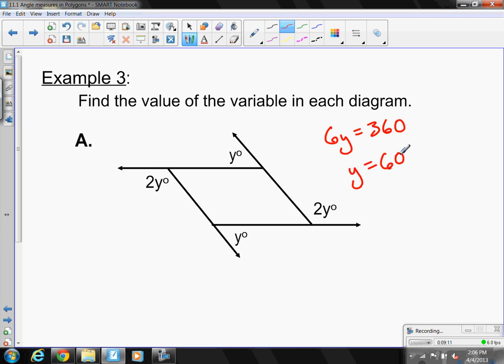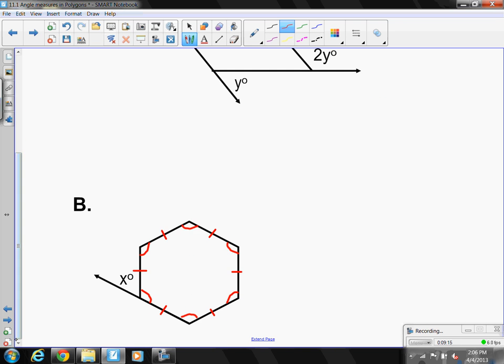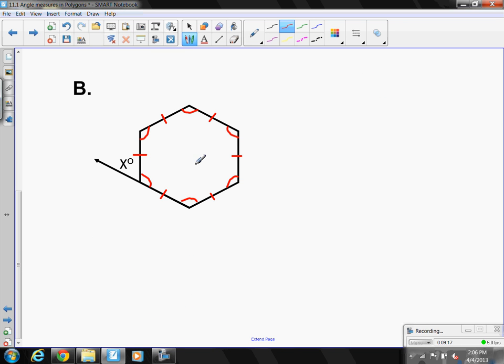Find the value of the variable in each diagram. Another diagram down here. How do I find x? Notice this is a regular hexagon. It has 6 sides. It's a regular hexagon. I know all the exterior angles add up to 360. Since this is a regular hexagon, all these angles are going to be the same, so I can take 360, divide it by the number of sides, and x is going to equal 60 degrees.